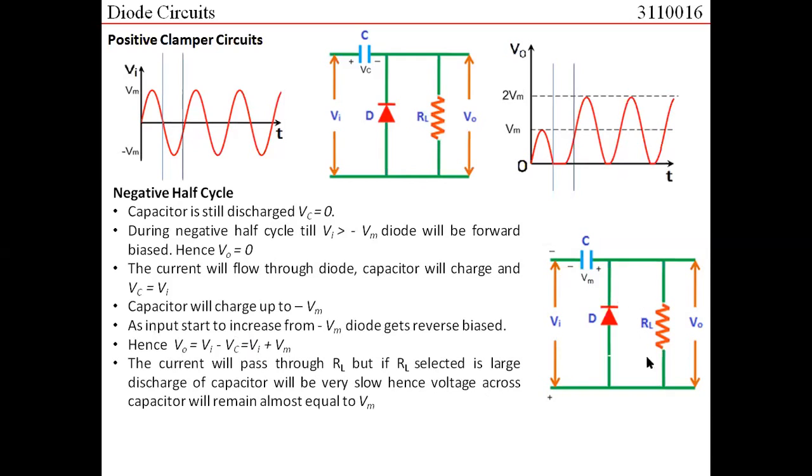Again, we make the same assumption that RL is very large, and hence there would not be any discharging of the capacitor, and the capacitor would hold the value of Vc equal to minus Vm. Now, after this negative half cycle, if you consider the next positive half cycle, the diode would remain in the reverse bias state. Output would be equal to Vi plus Vm. So this positive half cycle appears here. At 0 volt I would get Vm, at Vm I would get 2Vm.